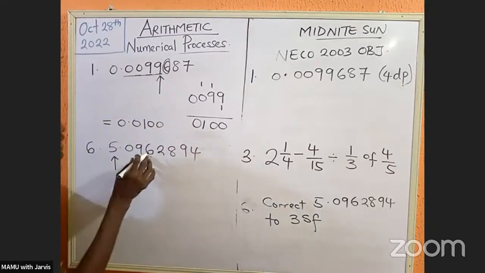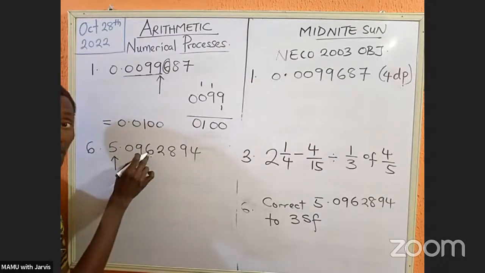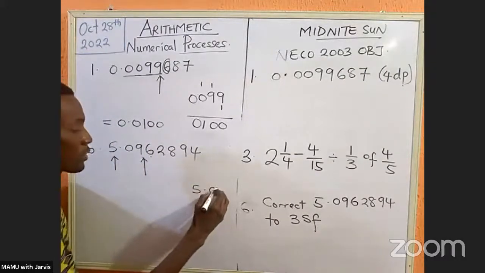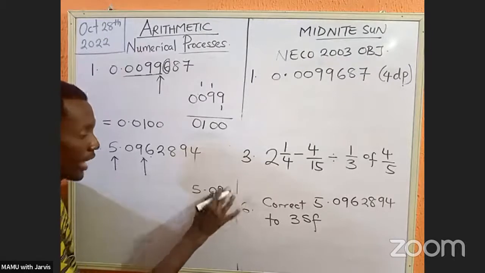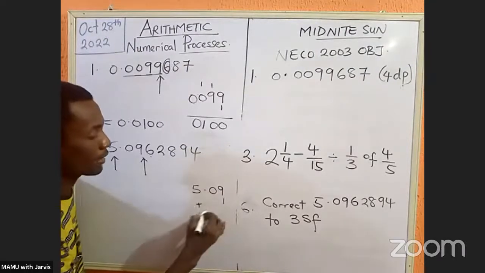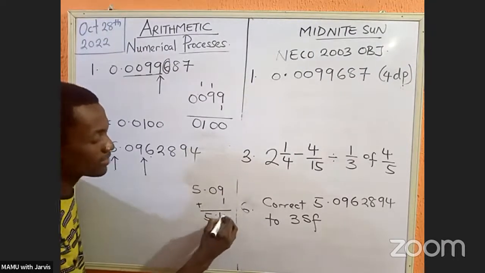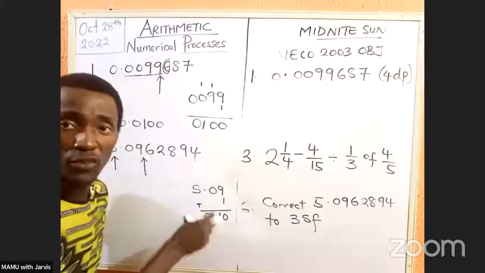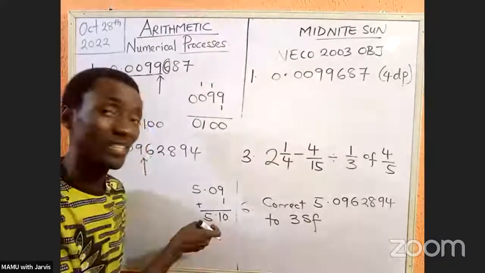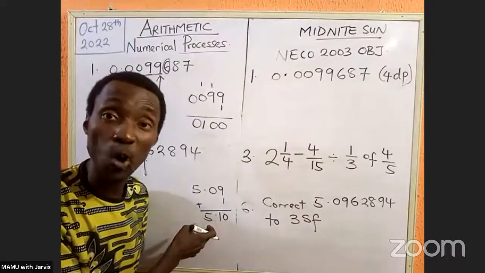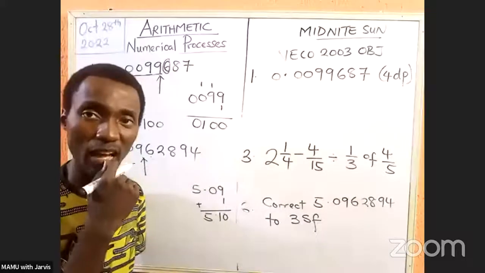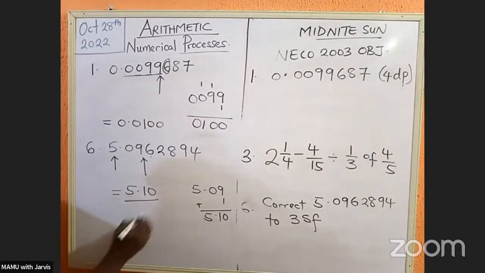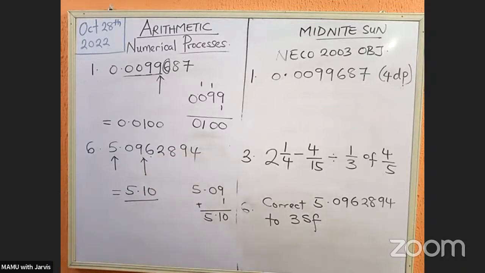So what do I have? This is above 5. So I'm going to have 5.0909 plus 1. So that will be 5.10. Please take note, you must put the 0. If you fail to put the 0, it means you have said that this problem is 5.1. Take note of that. So this will now be 5.10 to 3 significant figures.